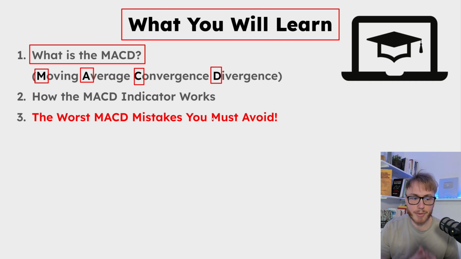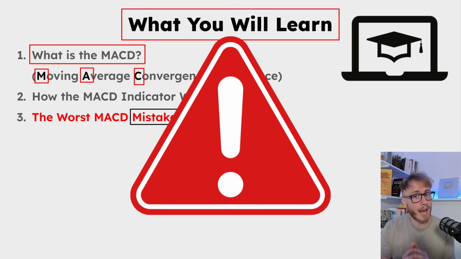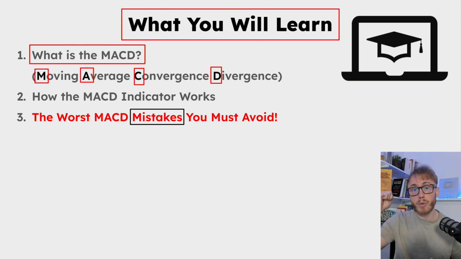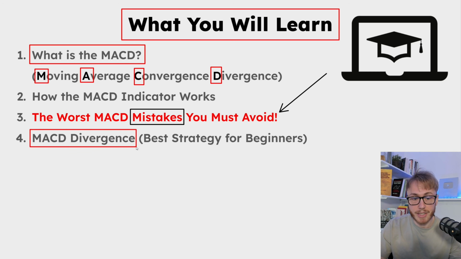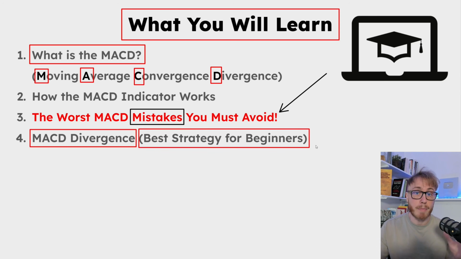In chapter 3, we're going to take a look at the worst MACD mistakes you have to avoid. And these are mistakes that are both super common and they can also lead to devastating losses. So I highly recommend you guys to pay extra attention to this chapter. In chapter 4, it's time to talk about something super important. And that is MACD divergence. And using MACD divergence is definitely one of the best MACD trading strategies for beginners. So this is something you have to know about before you start using the MACD.